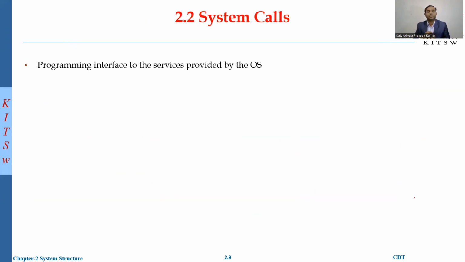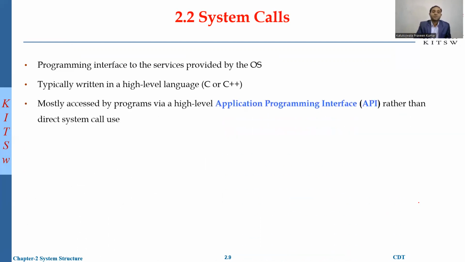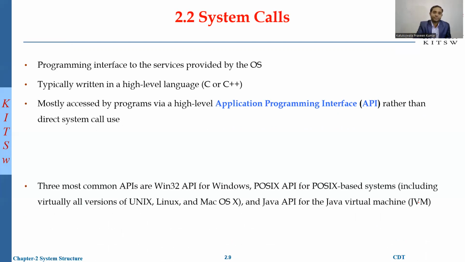Next one is system calls. A programming interface to the services provided by the operating system. Typically these system calls are written in high-level languages like C or C++. Mostly they are accessed by programs via a high-level application program interface, that is what you call APIs, rather than direct system call use. You cannot call these system calls directly, we'll use APIs.